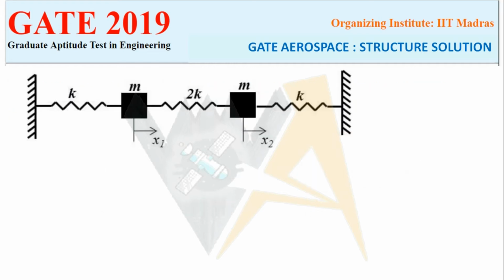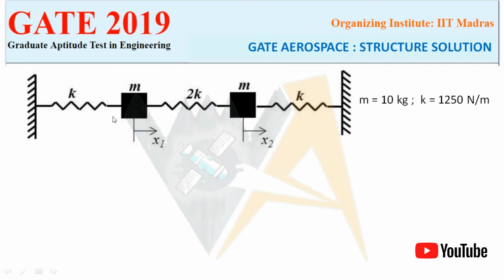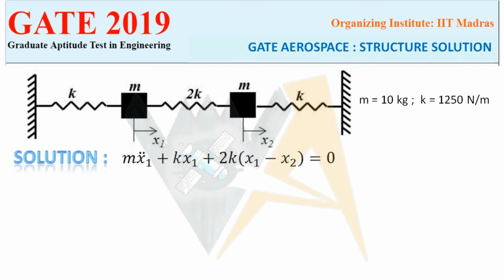Here we will see the solution. Here are the given data, that is, mass is given and K value is given. Note down here the displacement for mass 1 and here the displacement for mass 2. Here mass 1 and mass 2 are the same. And here K1, K2 and K3. Here K1 equals K3 and K2 equals twice K. So let's see the solution.